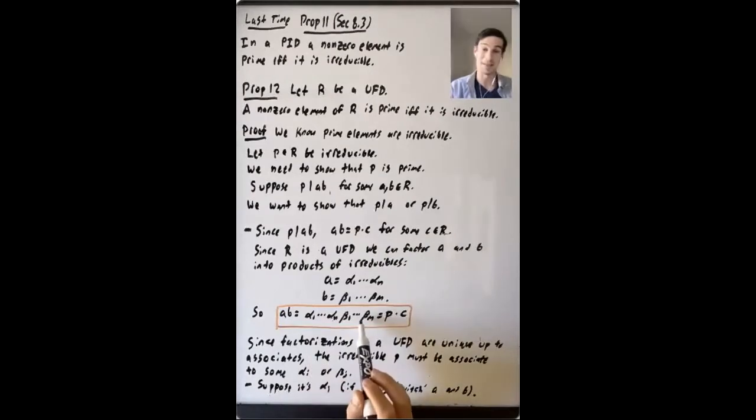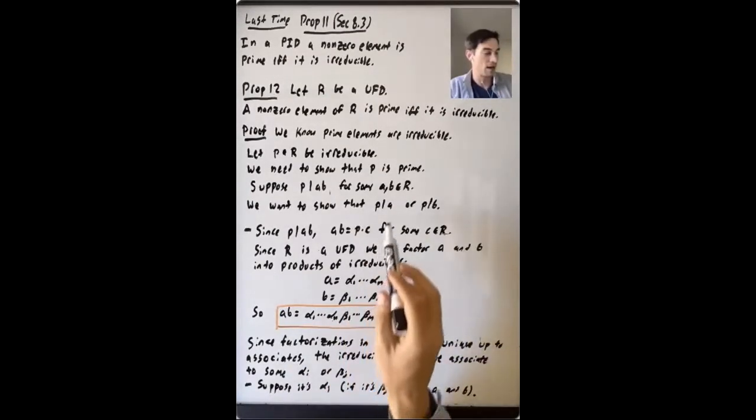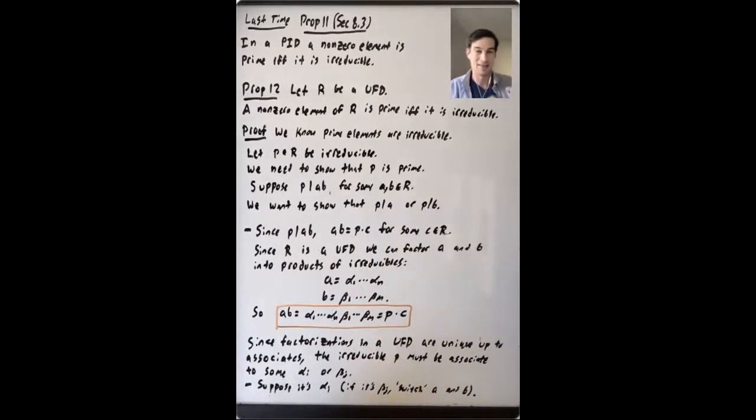If it were actually associate to some beta j and not some alpha i, let's just switch the names of a and b everywhere. Everywhere you see an a, just put in a b. And that'll just switch all the alphas and all the betas. So from now on, for the rest of this argument, let's suppose that p is associate to some alpha i. And if it's beta j, we're just going to switch a and b everywhere, and the proof will go exactly the same way. OK, so I'll pause and erase. And then I'll show you, once you know that p is associate to some alpha i, how to use that to see that p divides a.